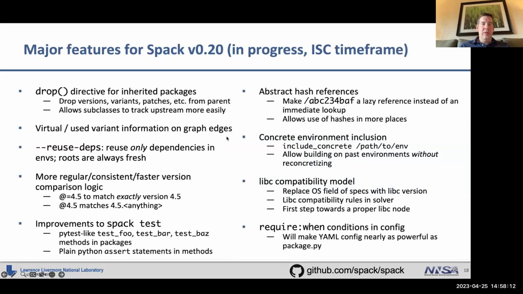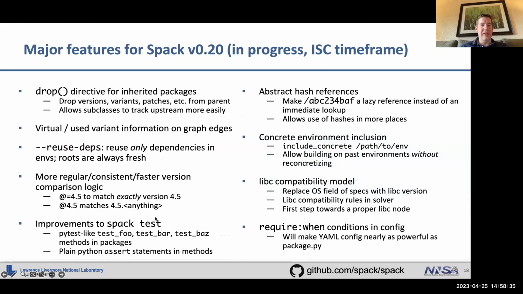All right. We're working on a lot of things for 0.20. This is sort of in the ISC timeframe. We're going to have a drop directive, so if you inherit from the built-in packages, you can say, hey, drop all the regular versions, I only want these versions. We're adding concretizer options that control where you can reuse packages. We're tightening up version syntax so that we can be a little more exact about versions.